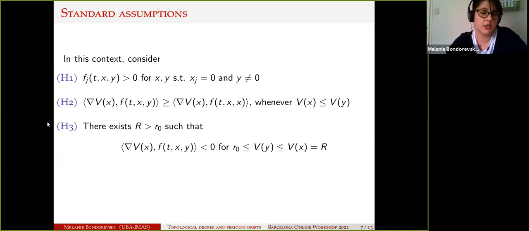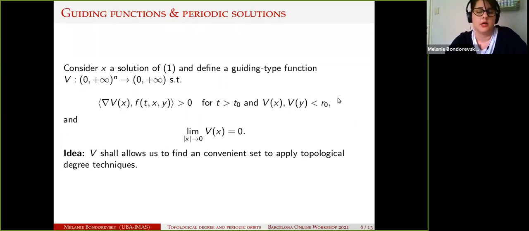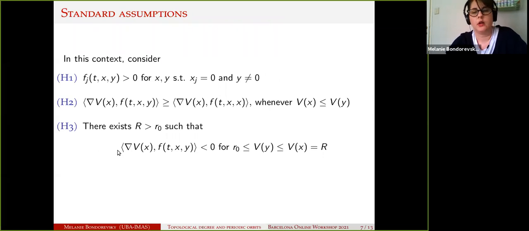The third one is to give an upper bound. It says that if we have some constant bigger than r sub 0, where r sub 0 of course is this one, we will ask that the inner product of the gradient of B against f is negative in this interval. This will guarantee that if the solution starts inside of this region, then the flow will remain inside for all t. So this is the whole idea that is going to be used in the sketch of the proof.